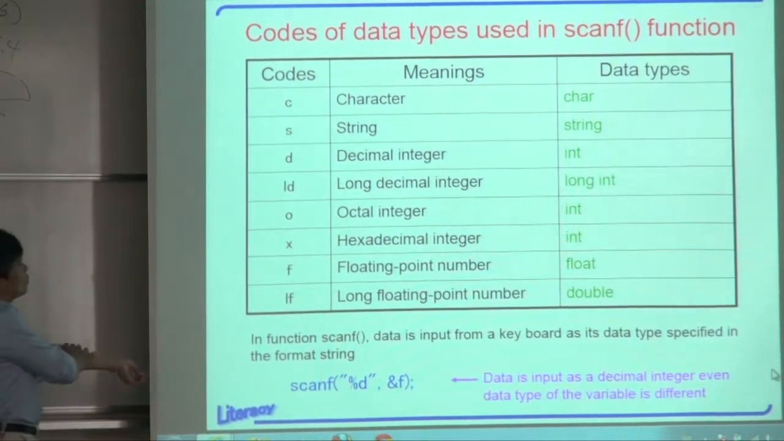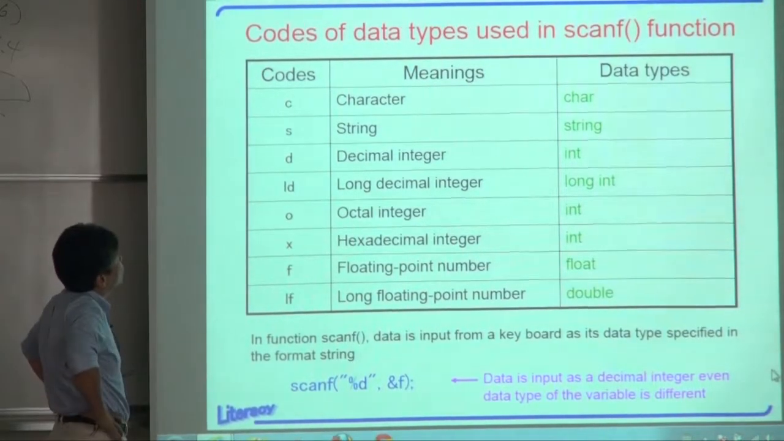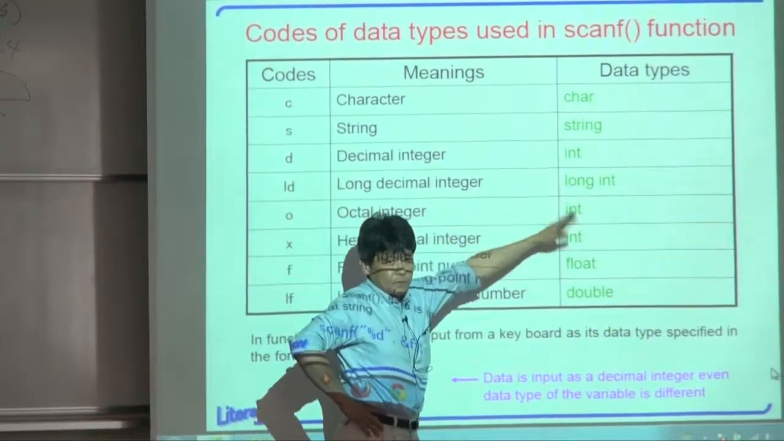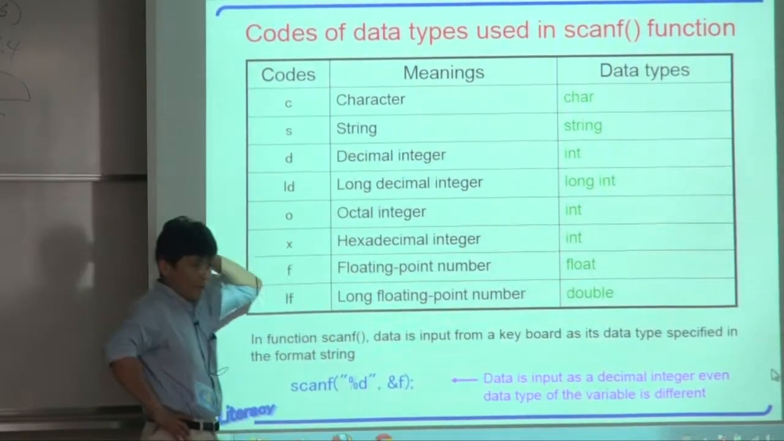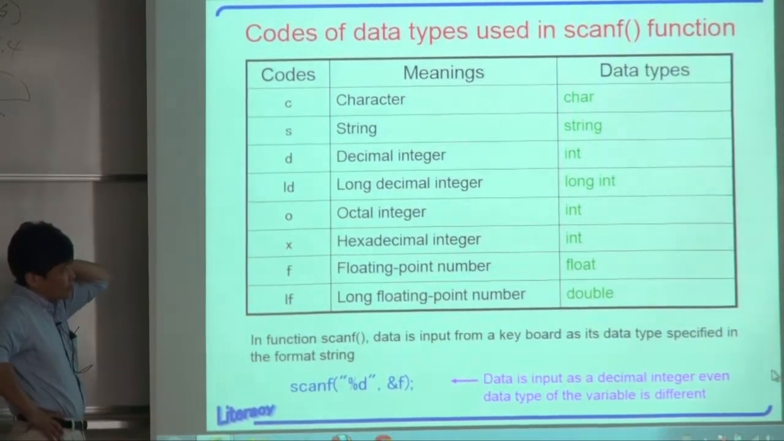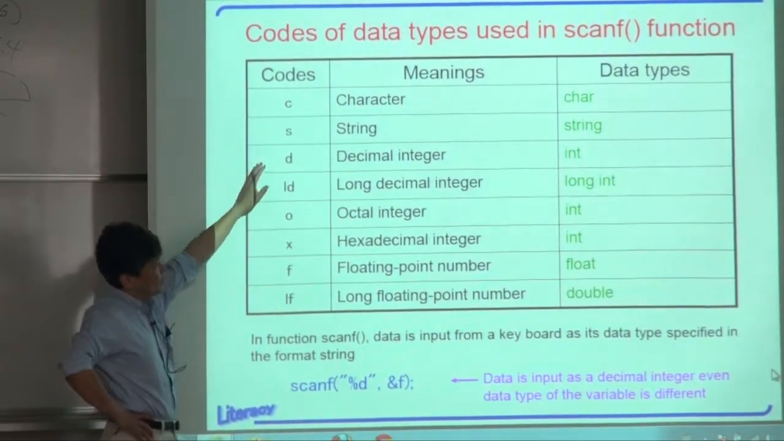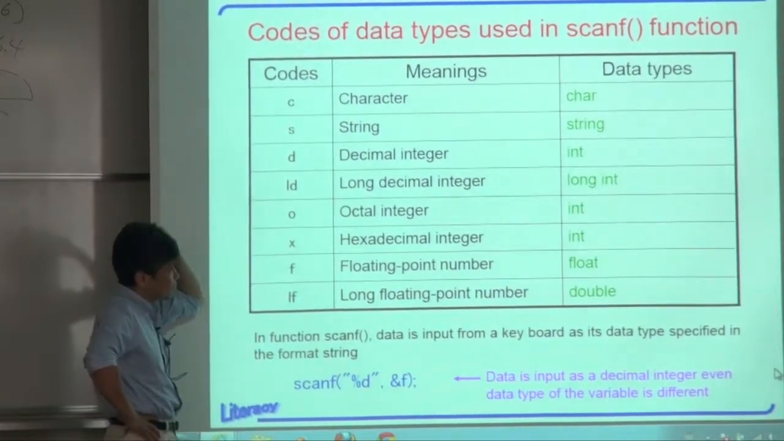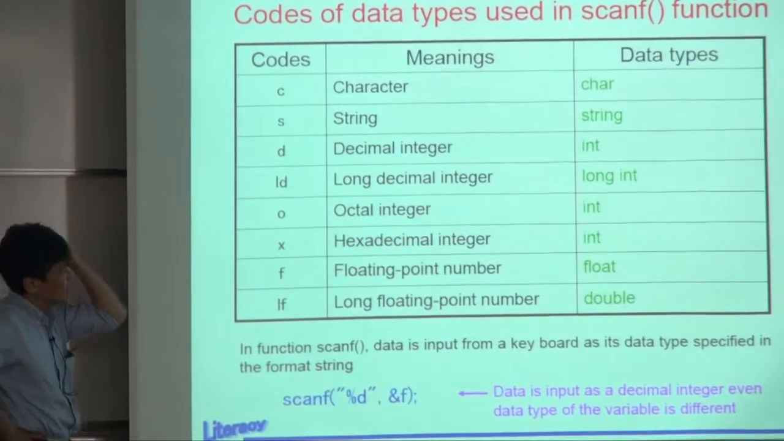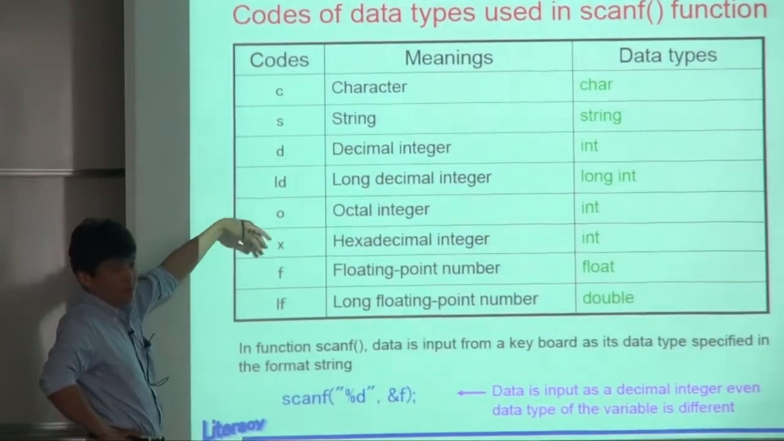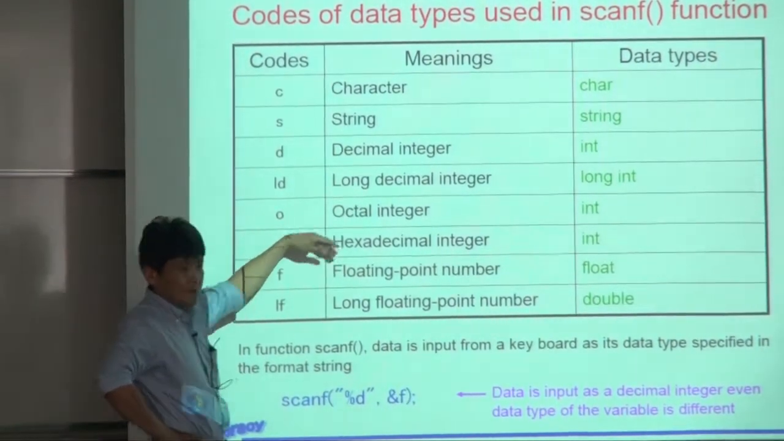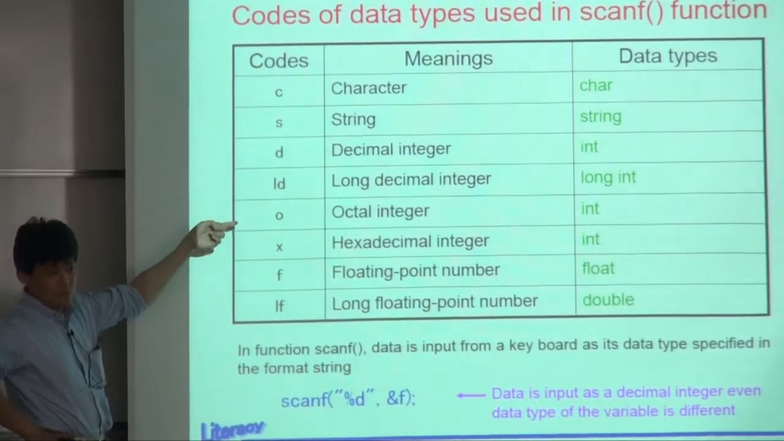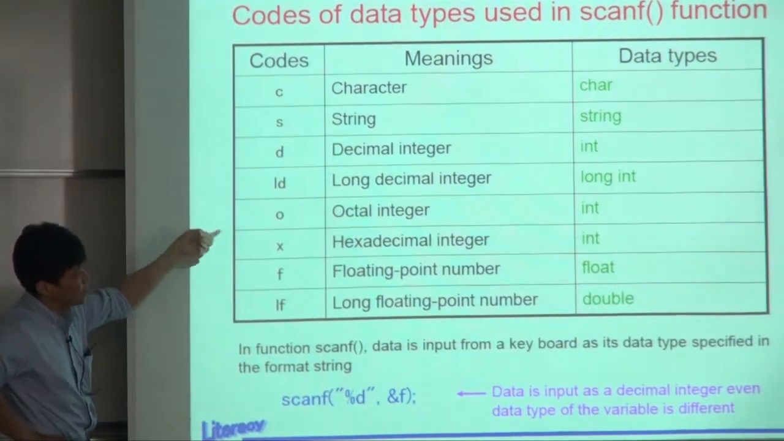So this should also show all the codes and their meanings and the corresponding data types. As I explained, it's difficult to remember all of them. So if you don't know what code you can use for the scanf function, please refer to these pages. This page, okay?